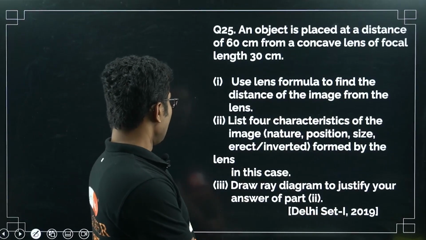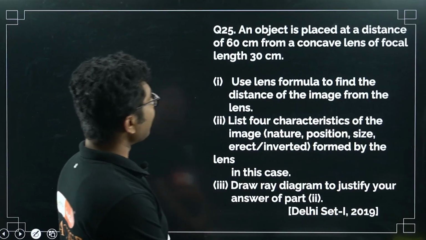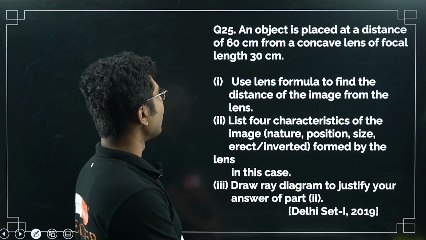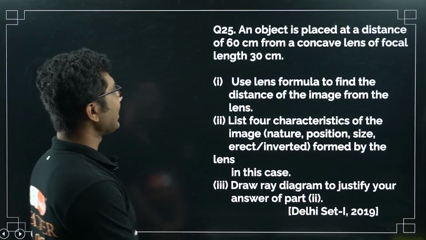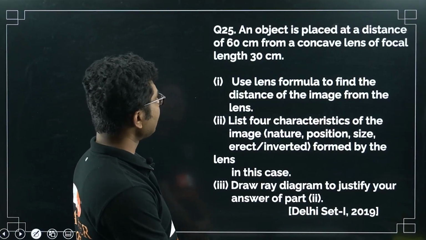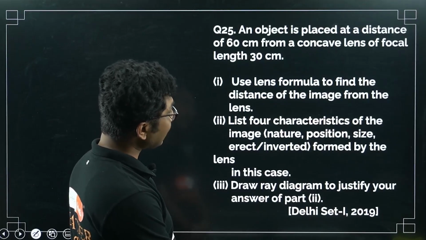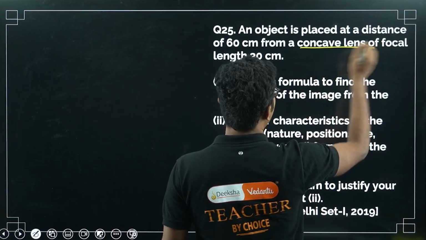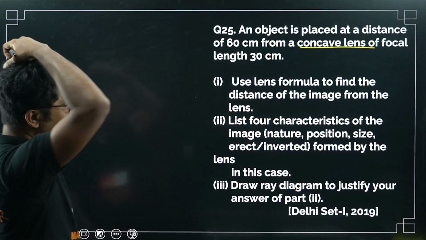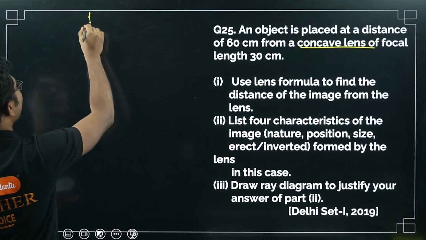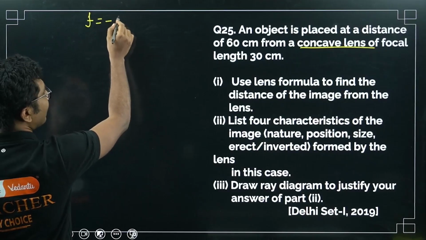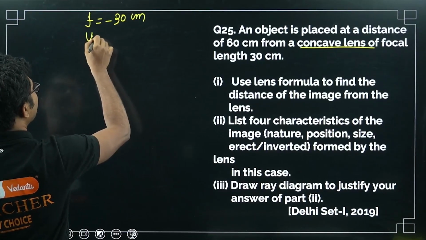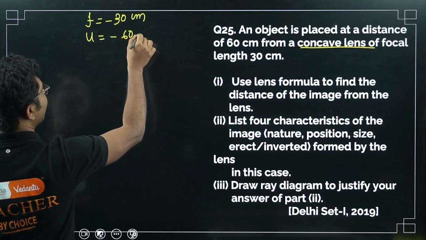Next question, 25. An object is placed at a distance of 60 centimeter from a concave lens of focal length 30 centimeter. So remember that this is a concave lens. Even though the distance is 60 centimeter, it does not matter. So focal length for a concave lens is negative 30 centimeter, and object distance is negative 60 centimeter.